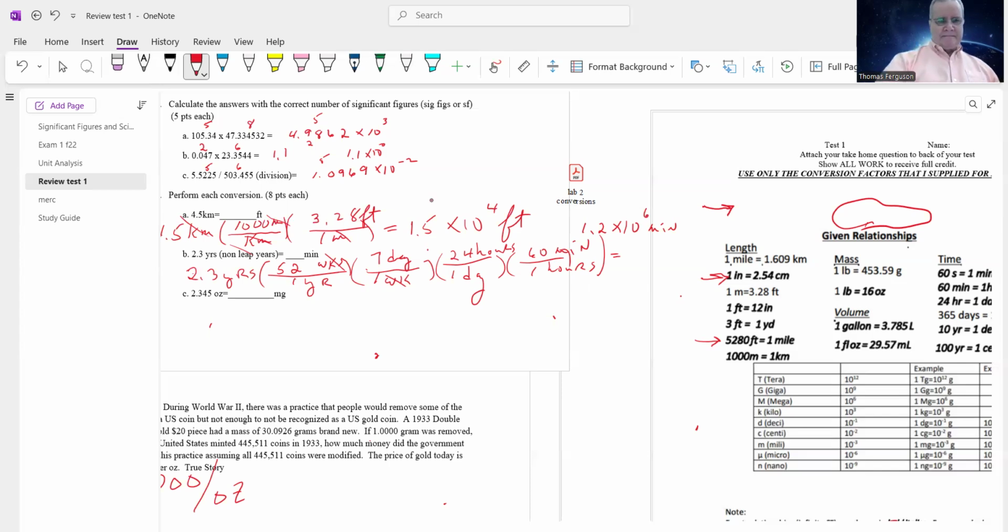Okay. Now these are worth 8 points apiece. If you have the setup right, that's 90% of 8, what, 7? If you miss the sig figs in your answer, that's 1. If you left off a unit, that's 1, or if you miss the numerical part, that's 1. So any of those, I would take off 1. I wouldn't take off 3 though. I would take off 1 if you did any of those, okay?